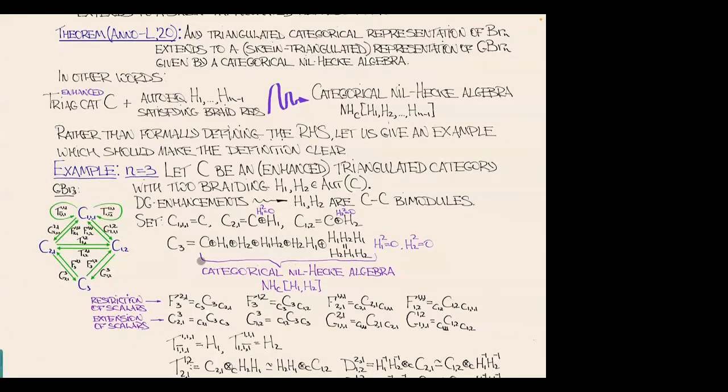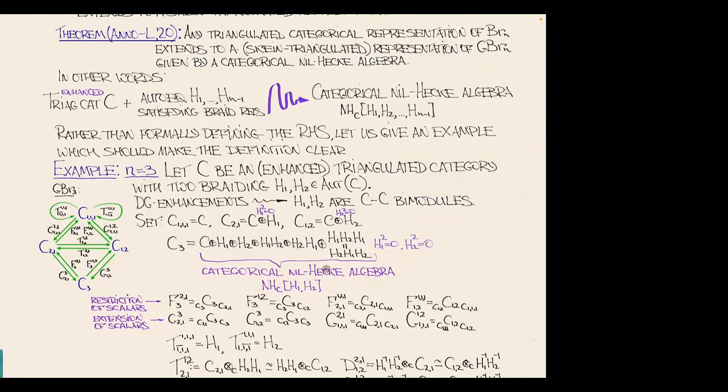So I do just that for both my autoequivalences. And now the category C3 is defined as a direct sum of bimodules: C plus H1 plus H2 plus H1H2 plus H2H1 plus H1H2H1, or isomorphically H2H1H2, which is in a sense square zero again. H1 squared equals zero and H2 squared equals zero. And then I define a structure of an algebra on this CC bimodule by taking a tensor product of this with itself and saying that anything that concatenates into something that sits here multiplies like that and everything else is zero.